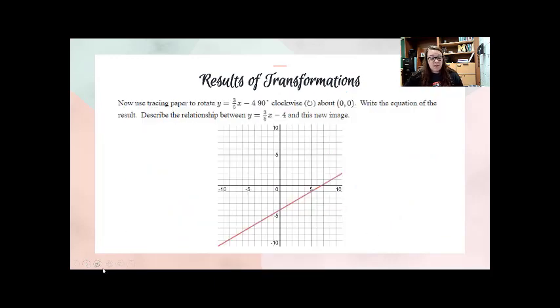Let's look at our other type of lines. This one says we're going to graph a line, which is the same one as before, so it's already graphed for us. Y equals 3/5 x minus 4. This time it says rotate it clockwise about the point 0, 0, and write an equation for the result.